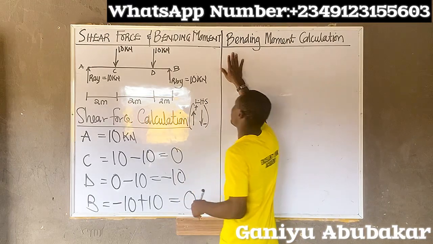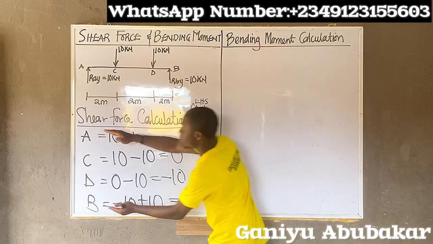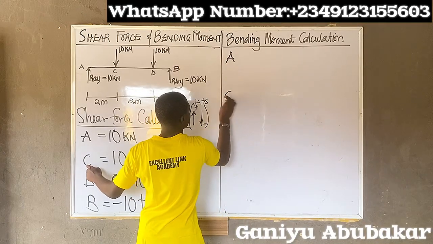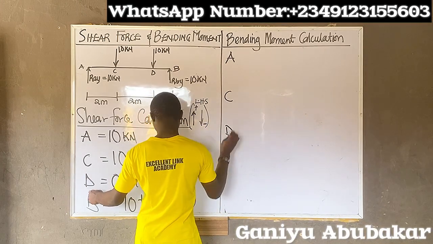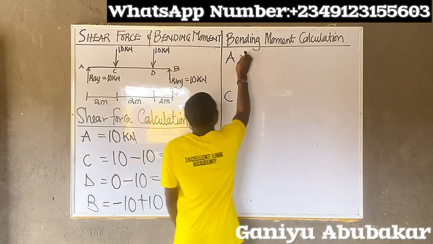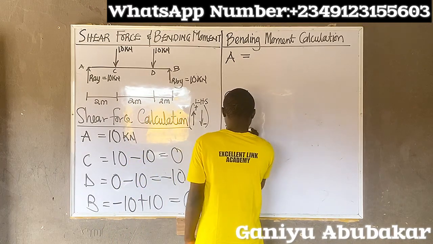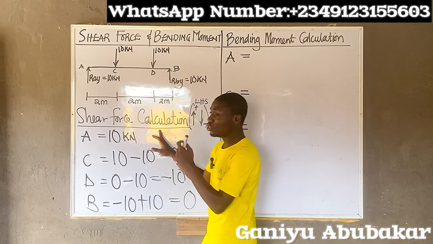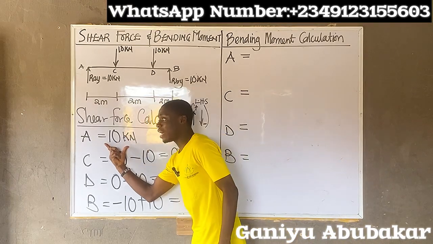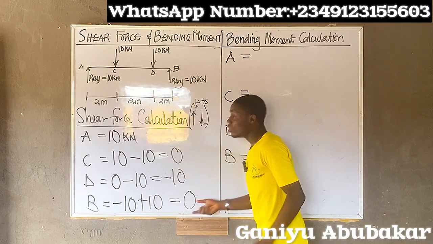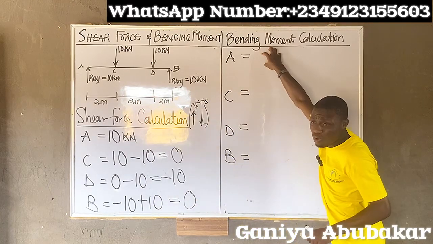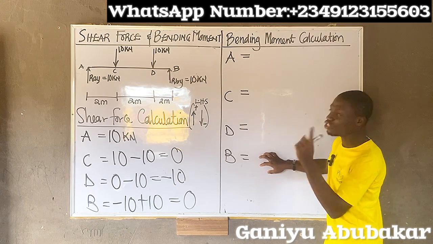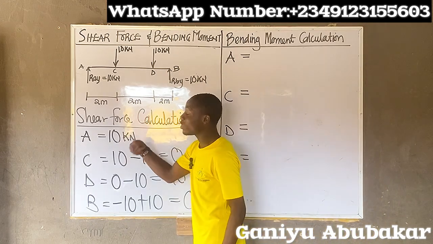So for bending moment, it's still the same concept. Repeat what I have in here. I have A, I have C, I have D, and I have B. That's the first task, case 1 done. For case 2 now, we said for shear force, note something: it starts with a number and ends with 0. This one starts with 0 and always ends with what? 0. That's case 1.